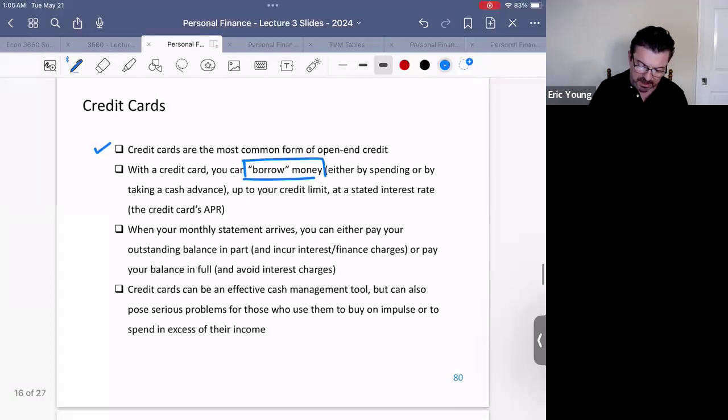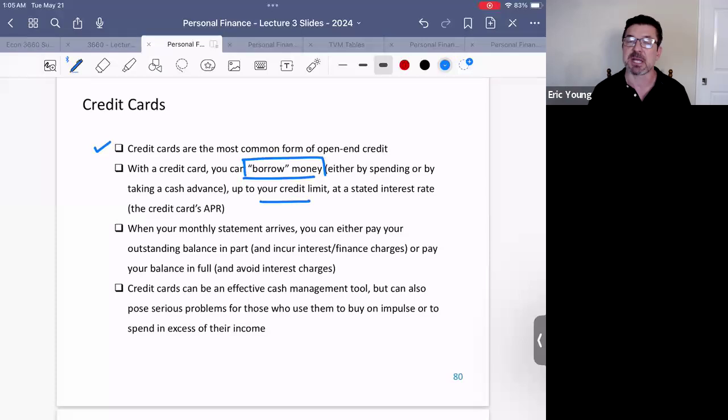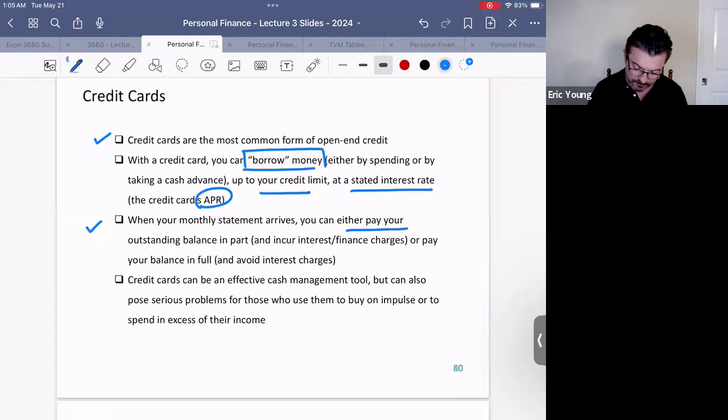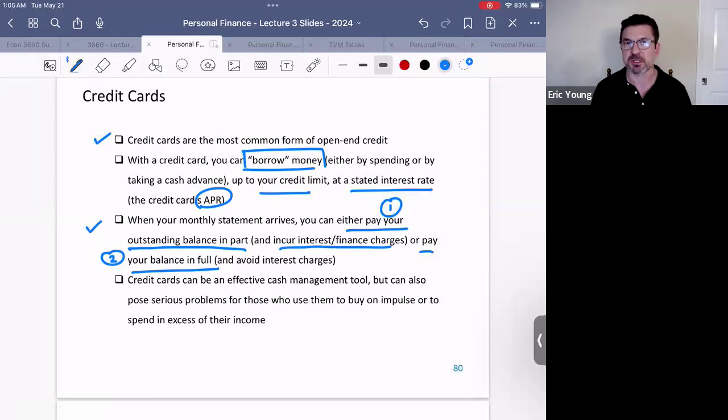You can borrow this money up to your credit limit, which is established by your company, and at the interest rate, which is known as the APR, that your credit card carries. When you get your monthly statement, every month it comes in, you have one of two choices. Pay it in part or pay it in full. If you pay it in part, you're going to have to pay interest charges. If you pay it in full, it's interest-free. Okay, that's credit cards. Later on, we'll go into some more detail and we'll dissect the statement. But for now, just see that credit cards are open-ended credit.